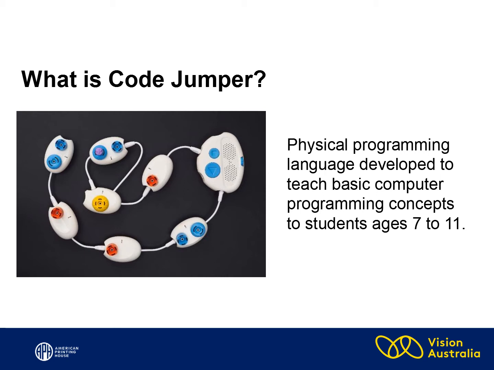Code Jumper is a physical programming language developed to teach basic computer programming concepts to students ages 7 to 11. It's designed for students with visual impairments, but it's also meant to be very inclusive. So all students can use Code Jumper, regardless of their level of vision.